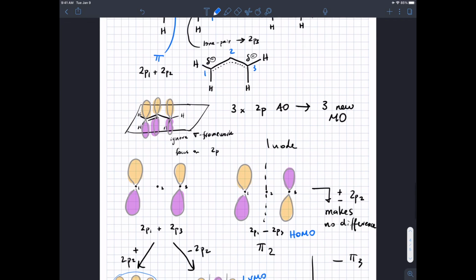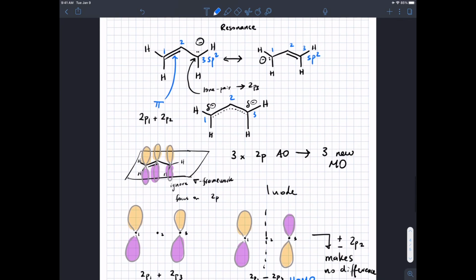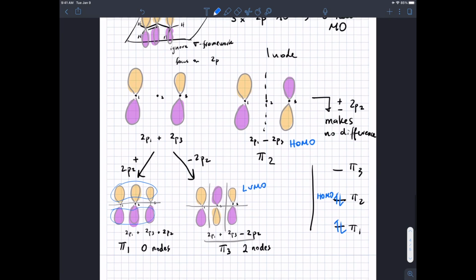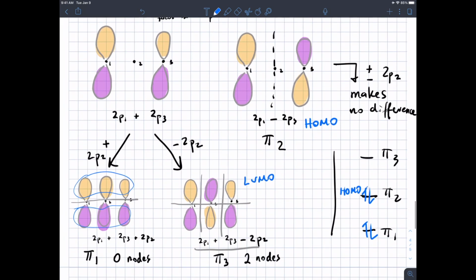Second, resonance tells you that the lone pair electrons on carbon 3 are shared evenly with carbon 1, but they never are on carbon 2. And that's exactly what the MO theory result gives us. The highest energy electrons are in pi 2, which has a node on carbon 2, and that's why those electrons can only be on carbons 1 and 3.